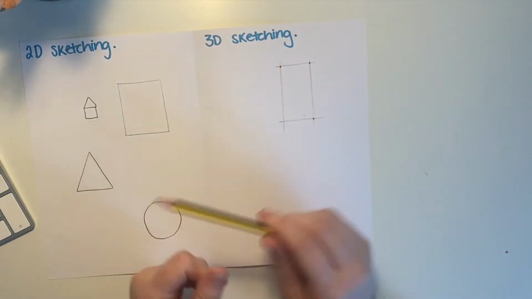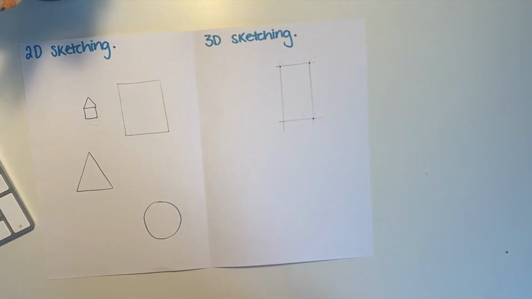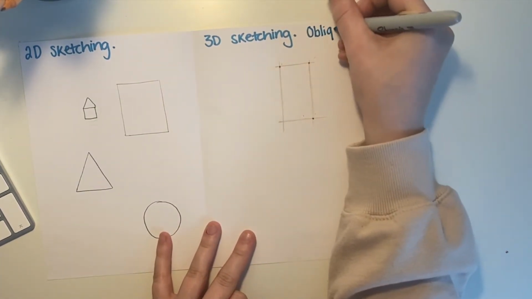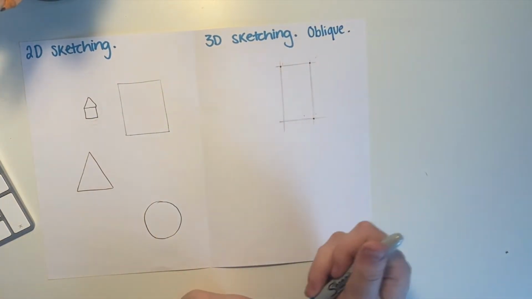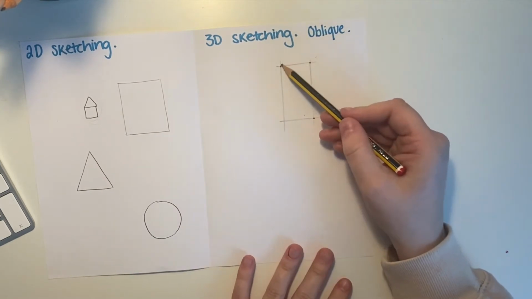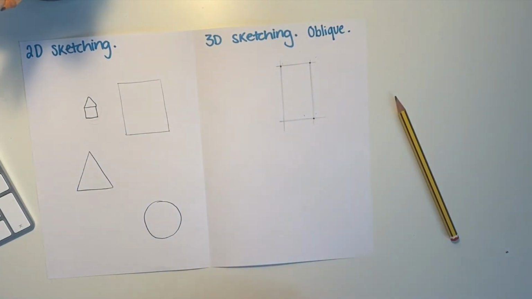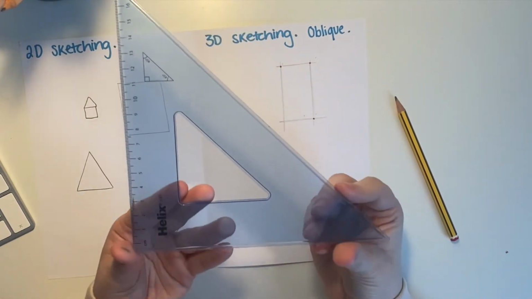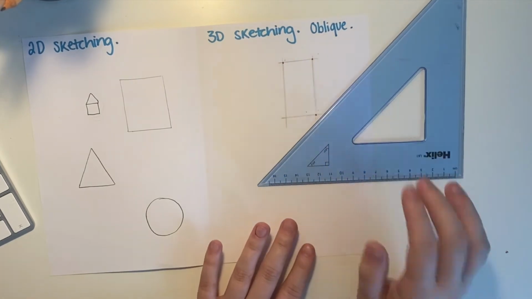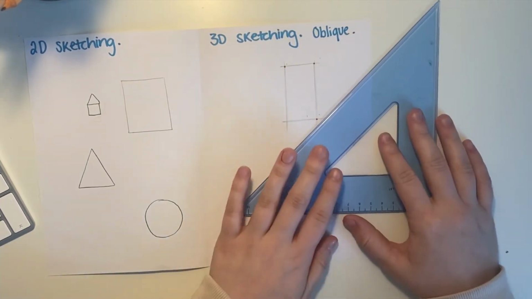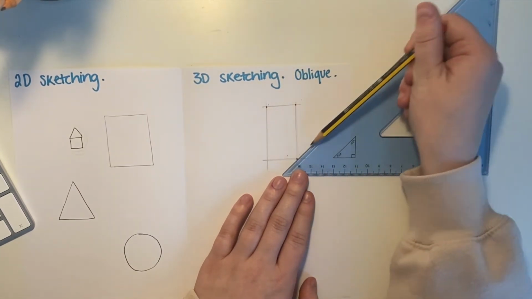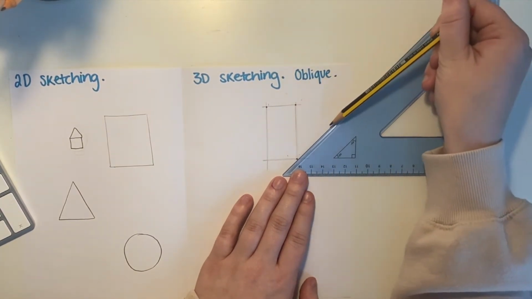Now, this type of sketching is called oblique. I'll write it up here for you. And when we draw in an oblique style, we need to take these lines back at 45 degrees. So for reference, 45 degrees is this. So if we were drawing using a set square, this is called a set square, you would line it up to your red marker and take a line up. So that's how sharp the line has to be.